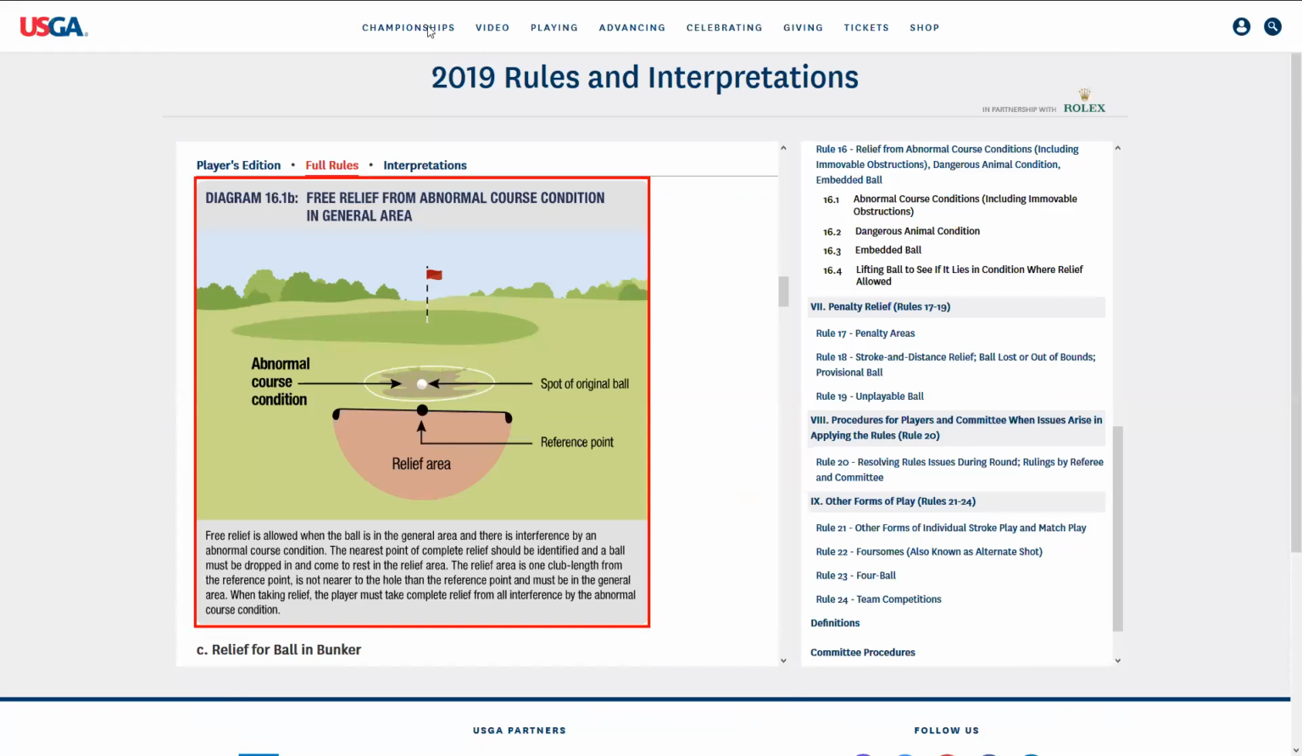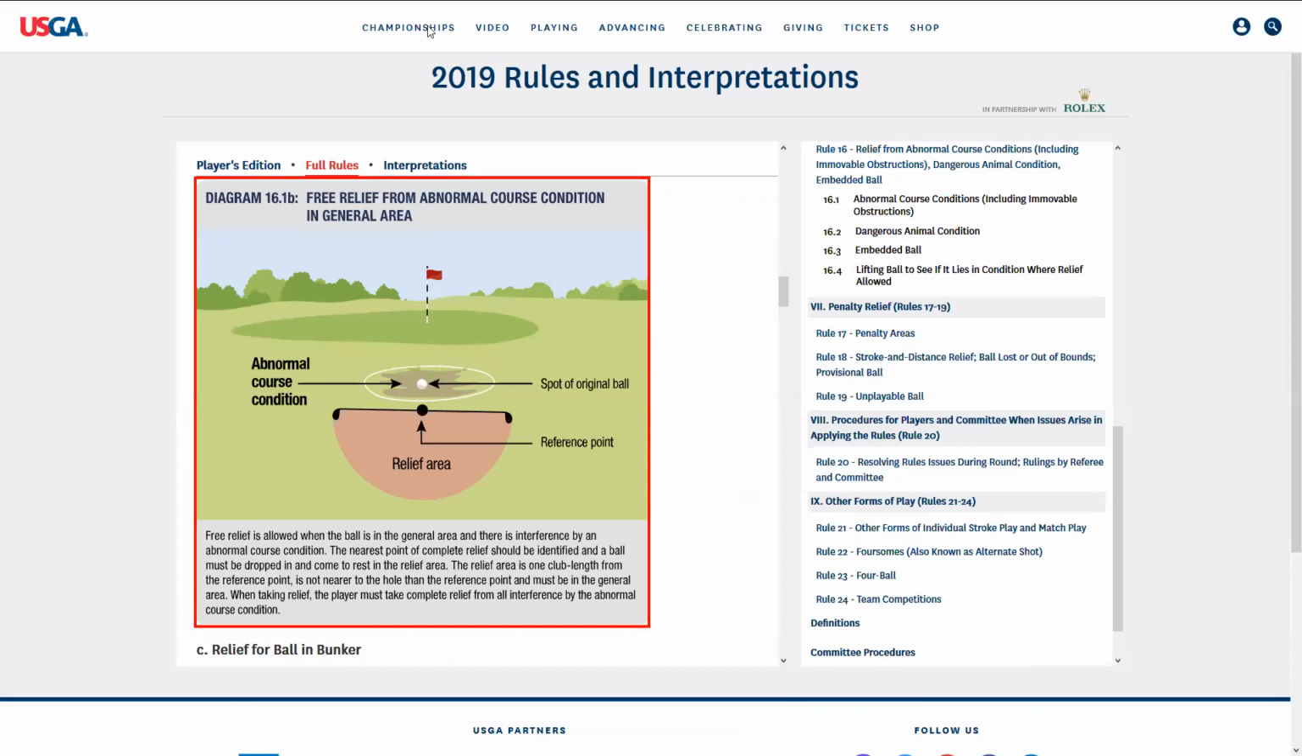The player's ball is lying in what looks to be ground under repair. The player then, and this is always a two-step process when you're taking abnormal relief from an abnormal course condition, you first find the nearest point of complete relief, and that's where you're going to put your tee, and then you're going to get 1 club length no nearer the hole.